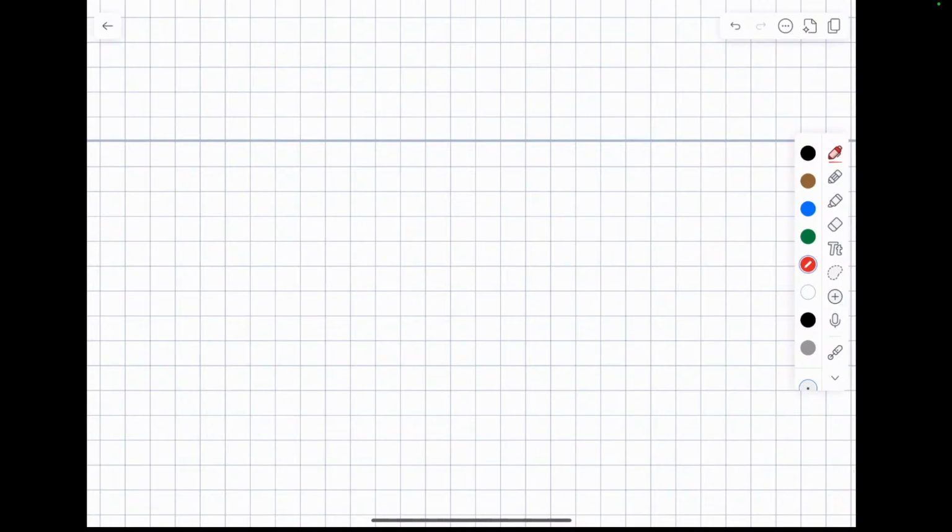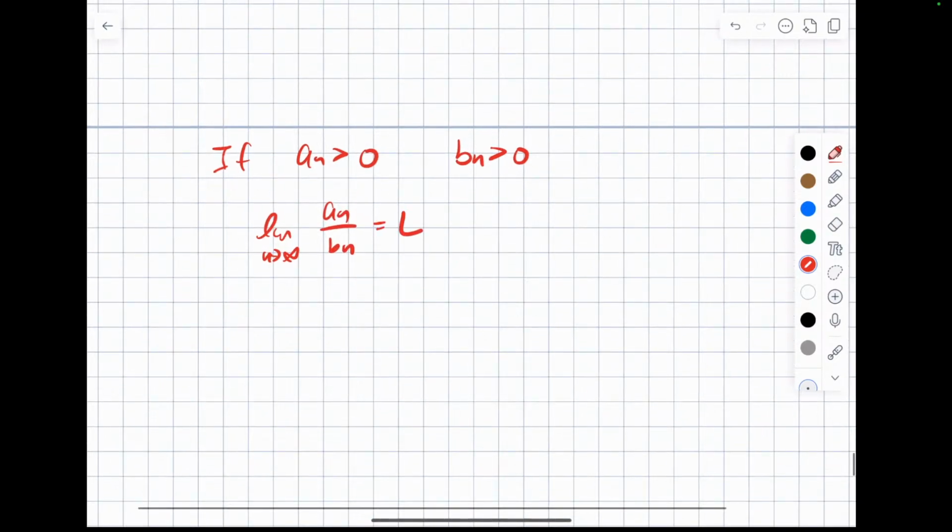So if you put a ratio, it doesn't matter where you put them. a_n is greater than 0, it has to be that. b_n is greater than 0, and the series is like that. Then you take the limit as n approaches infinity of a_n over b_n, and that equals L, which is finite and positive.